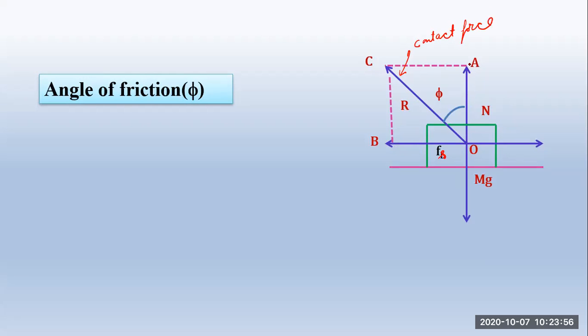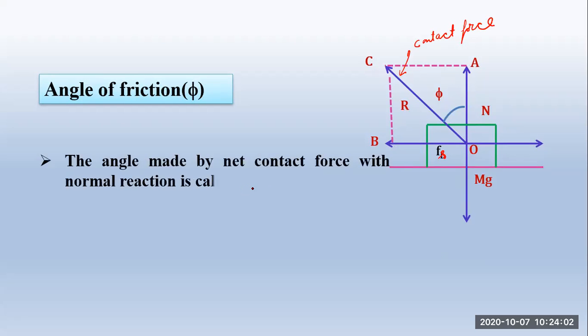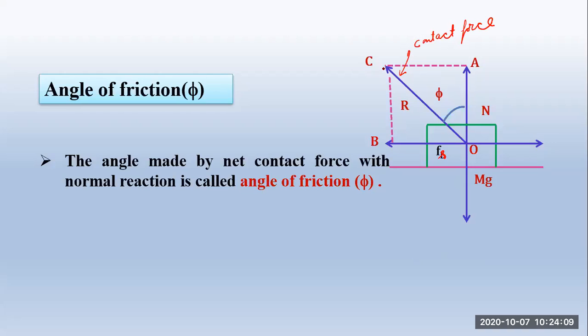So the angle between contact force and the normal, this angle phi, is called angle of friction. The angle made by net contact force with the normal reaction is called angle of friction.